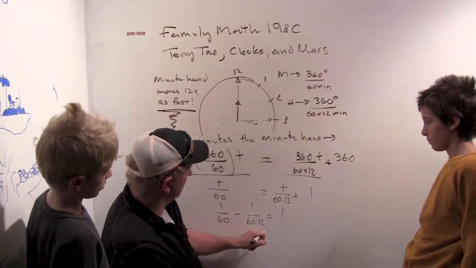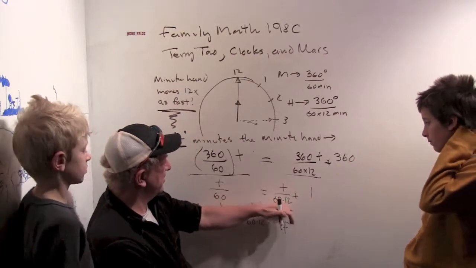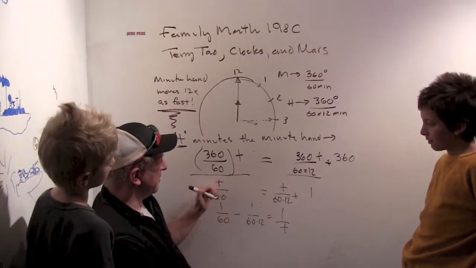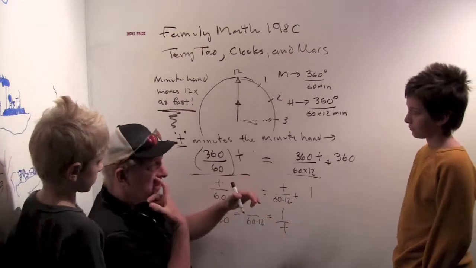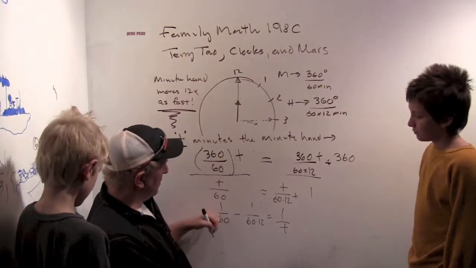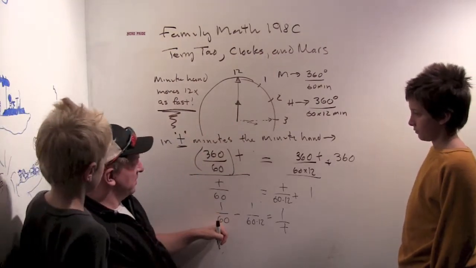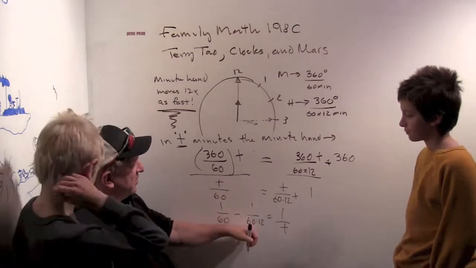1 over 60 minus 1 over 60 times 12 equals 1 over t. All I did was move this one to the other side, and then divide everything by t. Now, the omega that Terry Tao wrote down is called the period, for how long it takes to go around. So omega would be 60 minutes to go around. 1 divided by 60 minus 1 divided by 60 times 12.